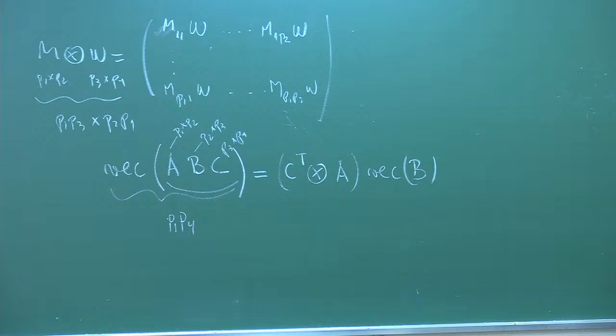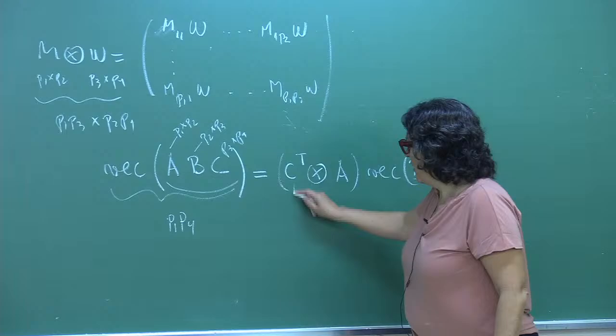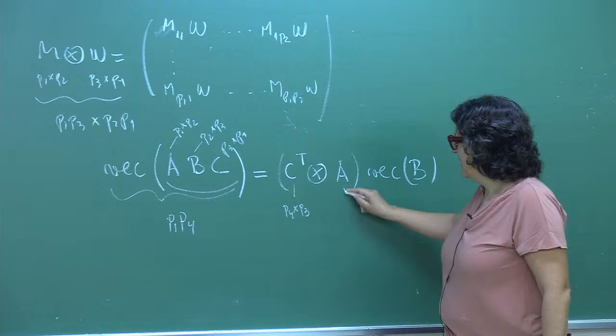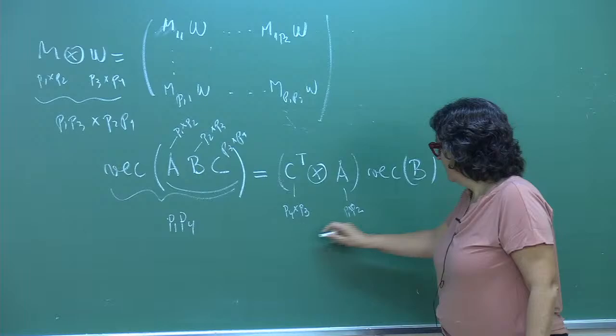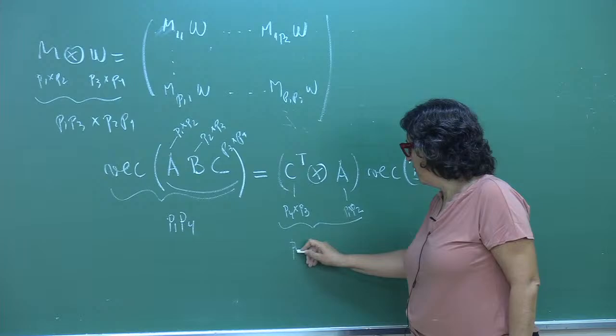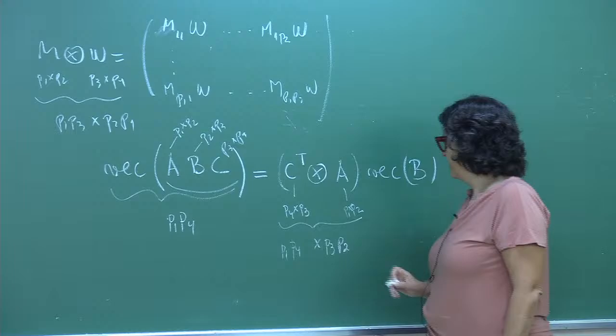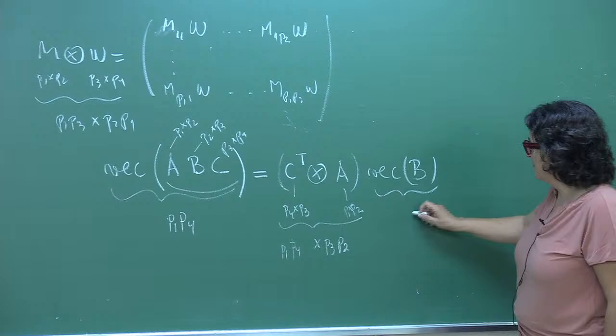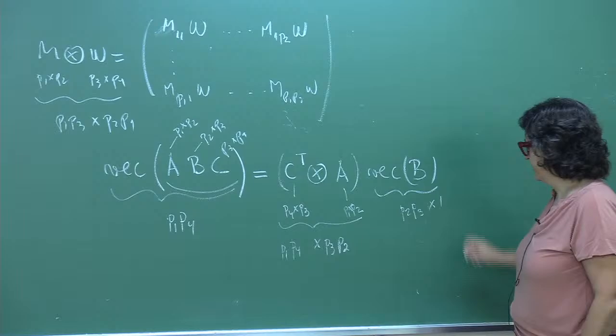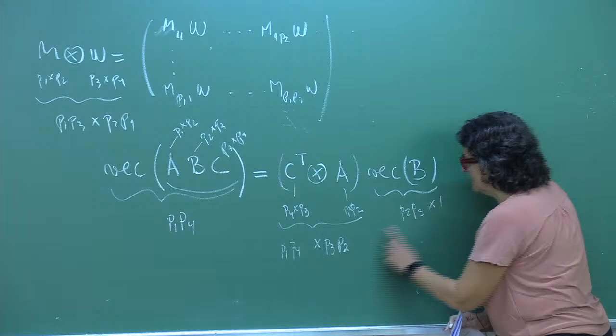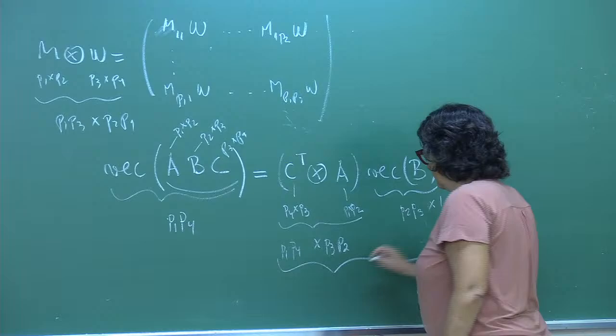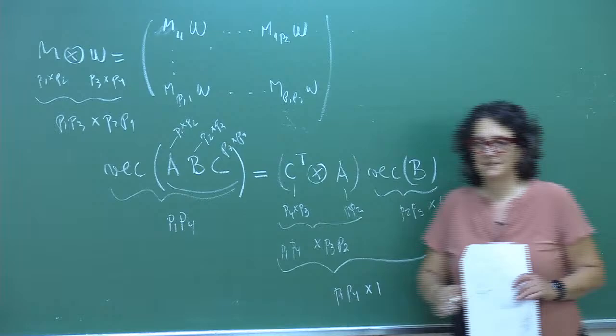Okay. C transpose is P4 times P3. And A is dimension P1 by P2. Therefore, the tensor product is P4 P1 times P3 P2. Okay? The vec of B is P2 P3 times 1. Oh, okay, I can multiply this because this is P1 P4 times the same dimension. At least I can multiply. And the product is P1 P4 times 1, the same dimension. I'm not saying it's right, but the dimensions are right.